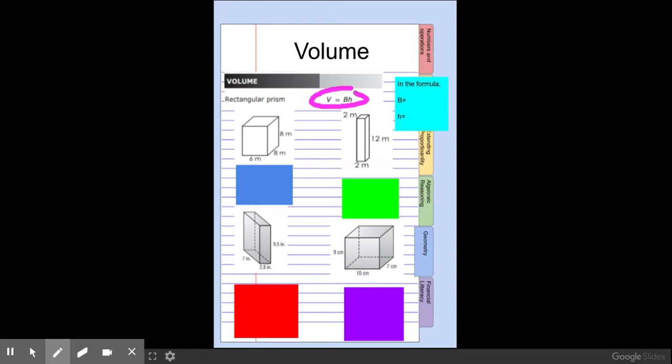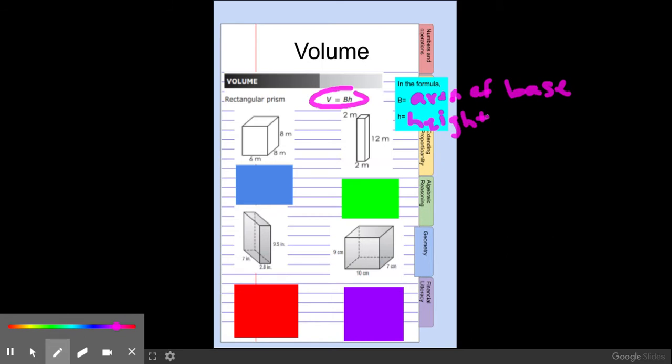So you'll notice this one has a capital B. In the formula, the big B means the area of our base. Okay, so it's the area of the base, not just finding the number of the base, the area. And then we have our H, which is still our height, just like it has been. Okay, do not use length times width times height like you would have used in 5th grade. Do not use that. Use this formula, big B times H.